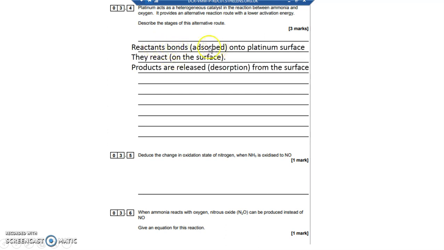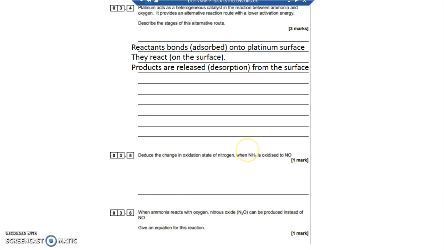So the reactants are bonded onto the platinum surface, a process called adsorption. They react on the surface because they're closer together, and then the products are released, a process called desorption, from the surface. But you don't need to use those words. You can just say that the reactant bonds onto the platinum surface, they then react, and the products are then released from the surface. Deduce the change in oxidation state of nitrogen when NH3 is oxidized to NO.